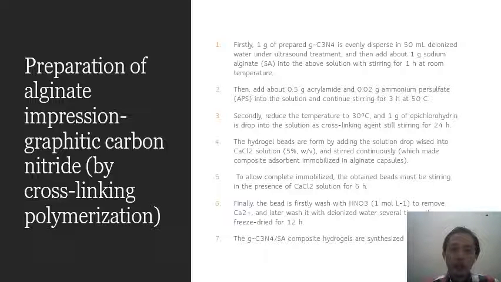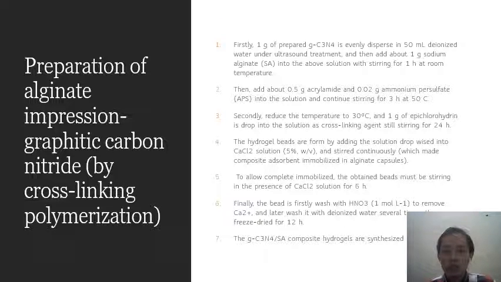After reducing the temperature to 30 degrees C, 1 gram of epichlorohydrin is dropped into the solution as a cross-linking agent while stirring it for 24 hours. The hydrogen bonds are formed by adding the solution dropwise into the calcium chloride solution with a percentage of 5% weight to volume and stirring continuously. This will make the composite adsorbent immobilized in the alginate capsule.